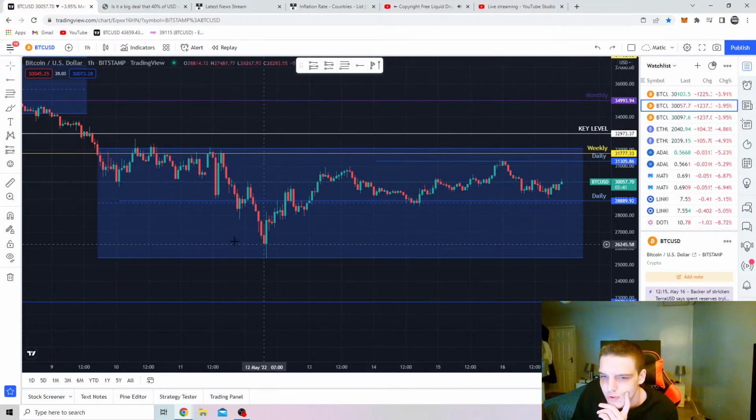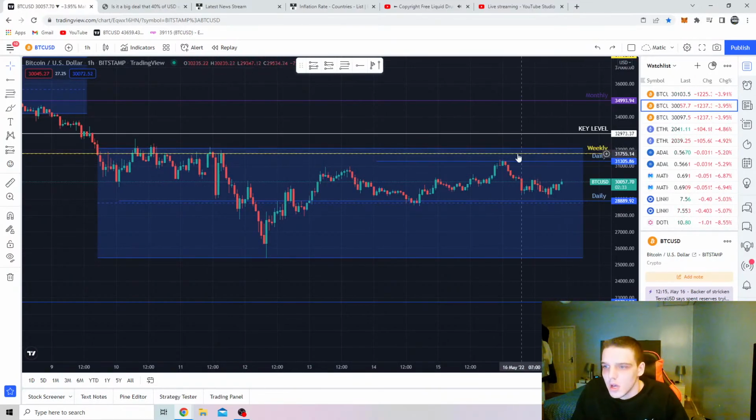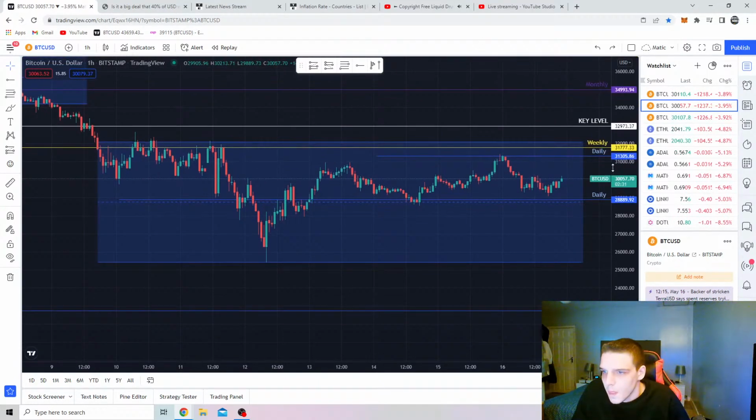But again, this is a sort of channel that I'm kind of looking at the moment. This being the midpoint, bottom of the channel, top of the channel, in confluence with a daily and a weekly. That 32, this key level here, this is the previous COVID low. So this is again another important level, and again we have monthly.